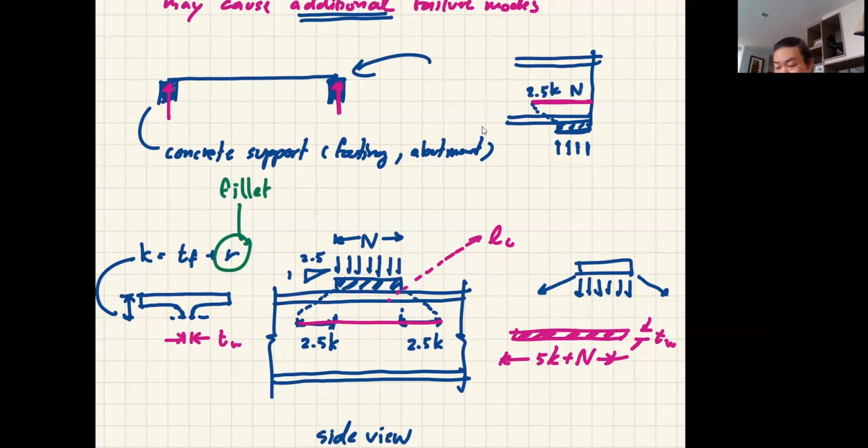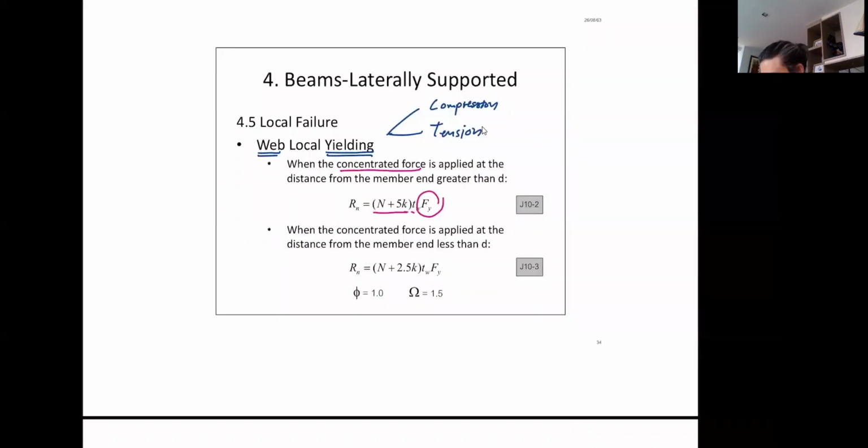So then this area, because of the limitation caused by the fact that your load is at the edge of the beam, you now only have the area of 2.5K plus N instead. So you go back here and you see that we have another case where your area is down to N plus 2.5K multiplied by the t web and then Fy. And this is when this load is applied at the distance less than d from the end.